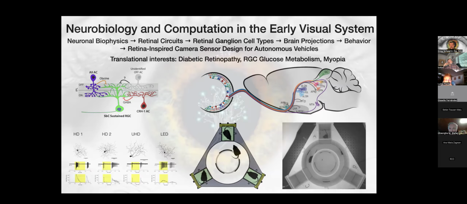Additionally, I have some translational interests in diabetic retinopathy, in ganglion cell glucose metabolism, which has to do with lots of different retinal diseases potentially. And that's the project that Tudor and I are working on together. And I also have some interest in myopia.